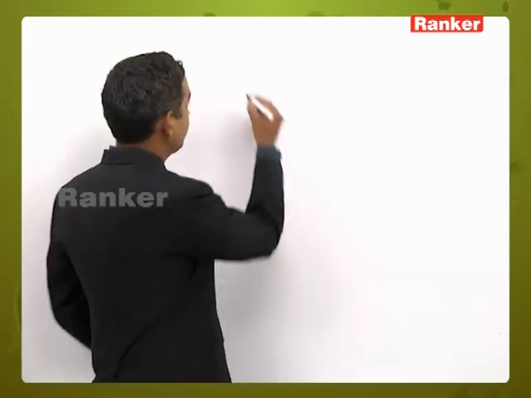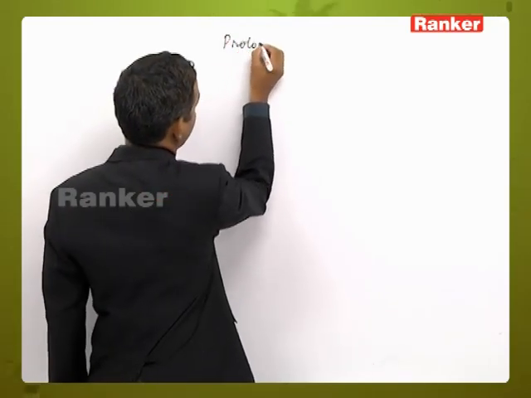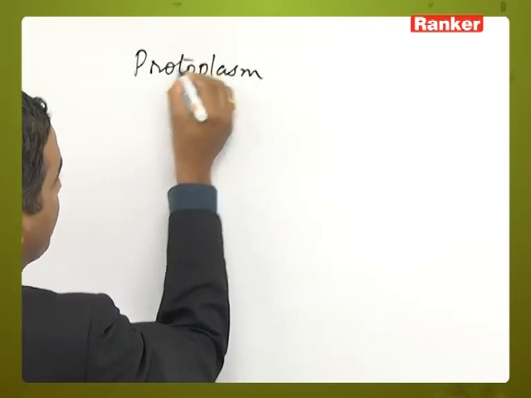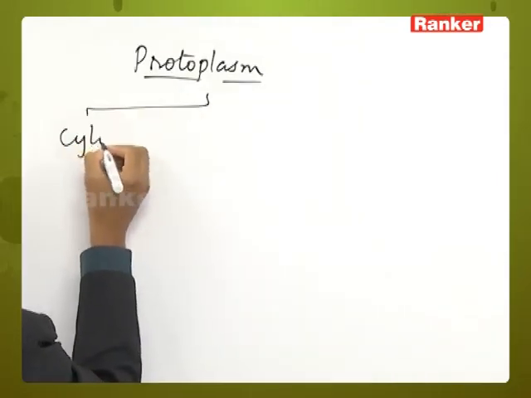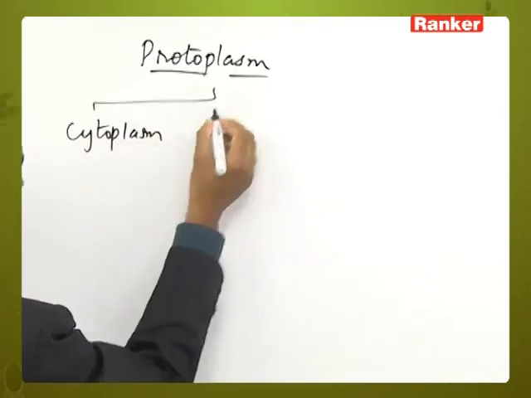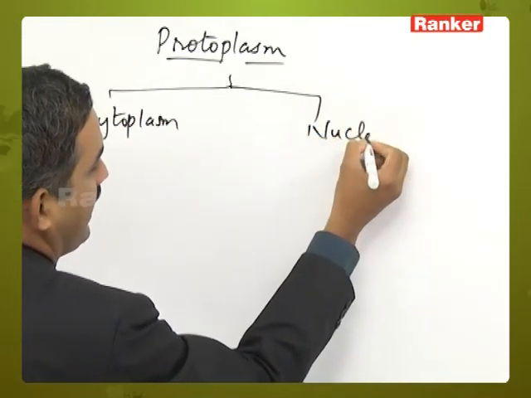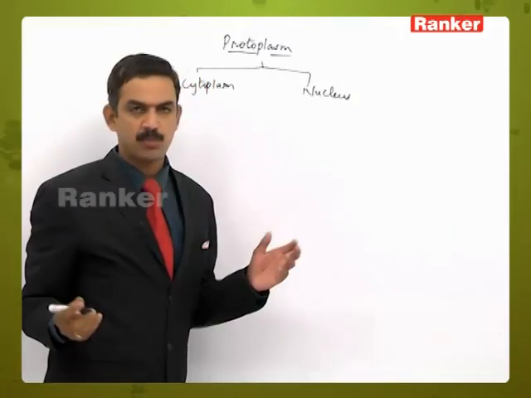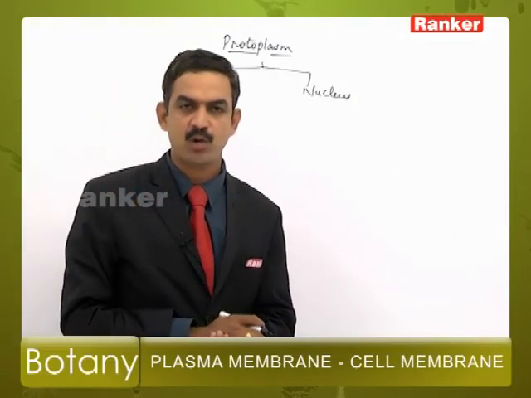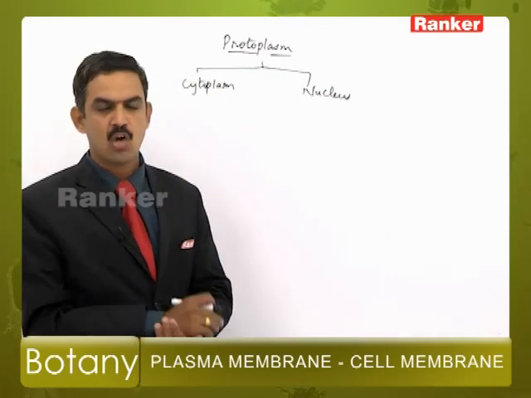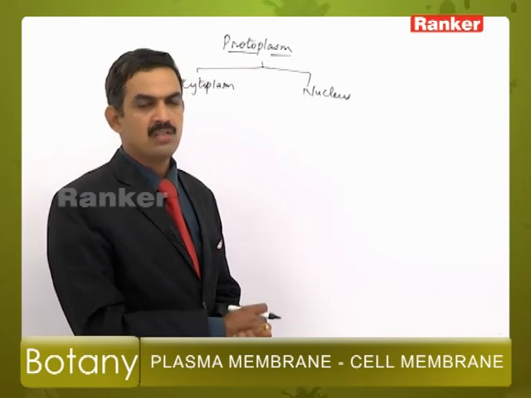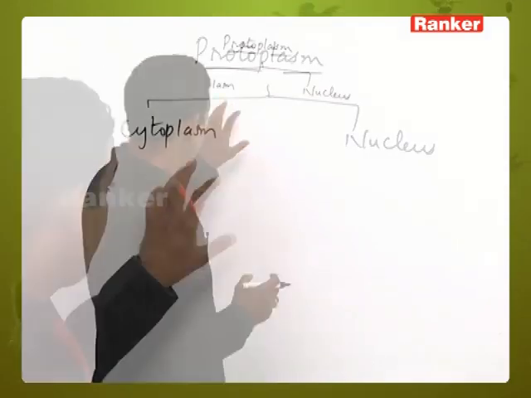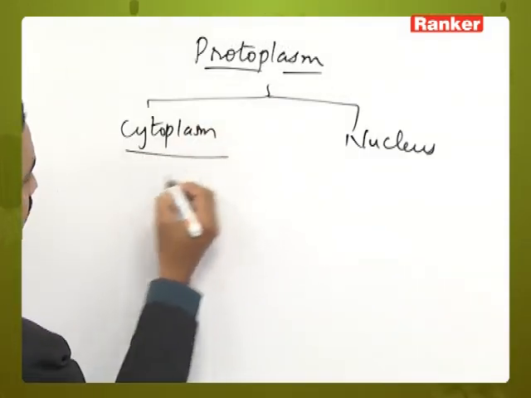Inside the plasma membrane, the protoplasmic contents are present. We call it protoplasm; already we said the protoplasm is the one which contains cytoplasm and the nucleus. And cytoplasm contains cytoplasmic matrix, otherwise called hyaloplasm, and in that, cell organelles and other inorganic and organic components are present. So in that, let's discuss the cell organelles.